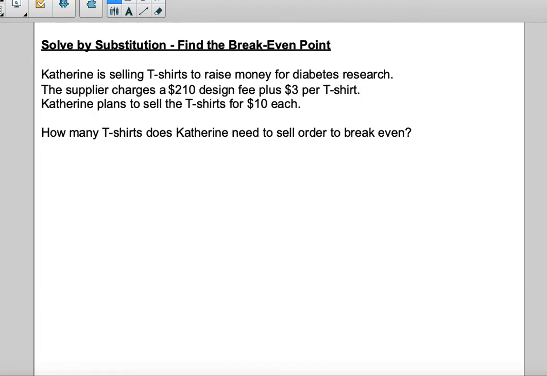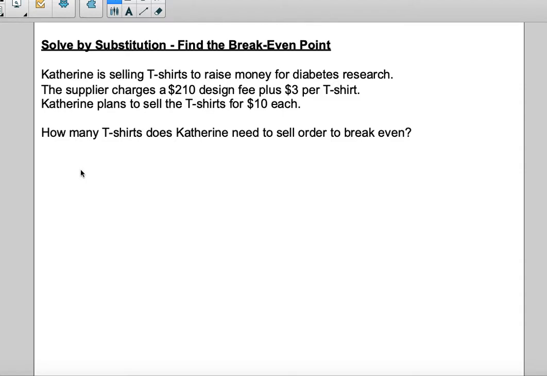So this question says, solve by substitution, find the break-even point. Catherine is selling t-shirts to raise money for diabetes research. The supplier charges $210 design fee plus $3 per t-shirt. Catherine plans to sell the t-shirt for $10 each. So first thing, how many t-shirts does Catherine need to sell in order to break even?